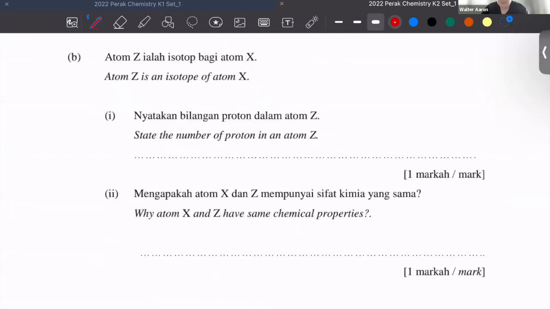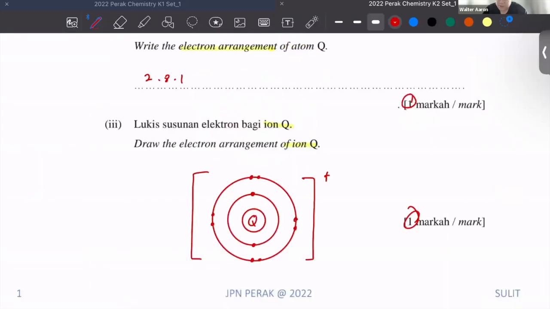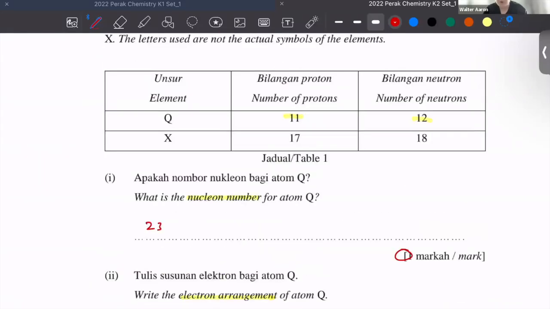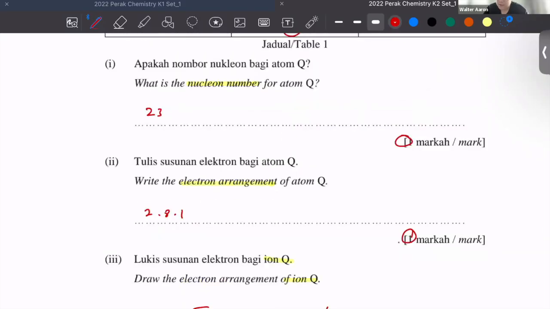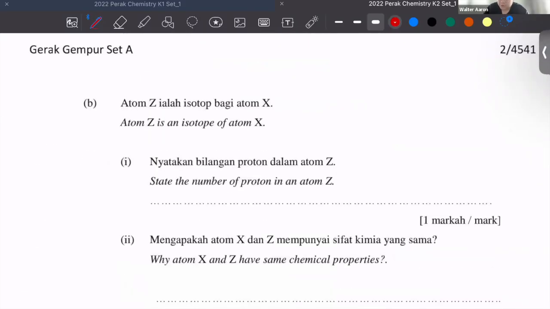Let's go to B. Atom Z is actually an isotope of atom X. State the number of protons in atom Z. So atom Z is the same as X. Isotopes are technically the same element, okay? If it's the same element, they must have the same number of protons as well. So I would say here the number of protons for atom Z will be 17.